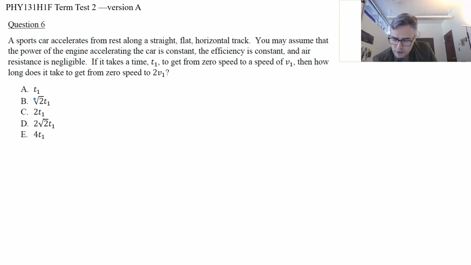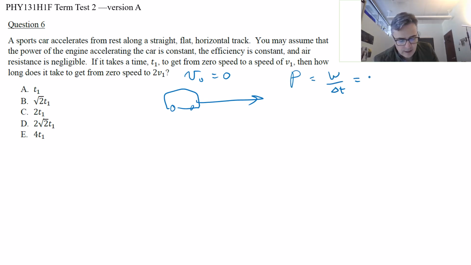Question 6. A sports car accelerates from rest along a straight, flat, horizontal track. v initial equals 0. You may assume that the power of the engine accelerating the car is constant: work divided by delta t is constant. The efficiency is constant. Air resistance is negligible. It takes a time t1 to get from 0 speed to a speed of v1.